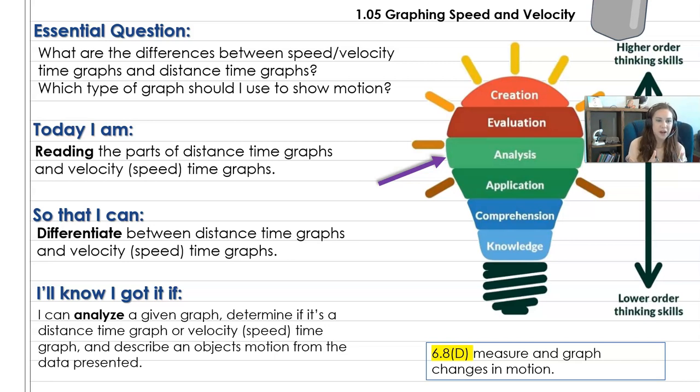And then you'll know that you got it if you can analyze a given graph and determine not only what type of graph it is, a distance time graph or a velocity speed time graph, but then you've also got to be able to describe the object's motion from the data presented.